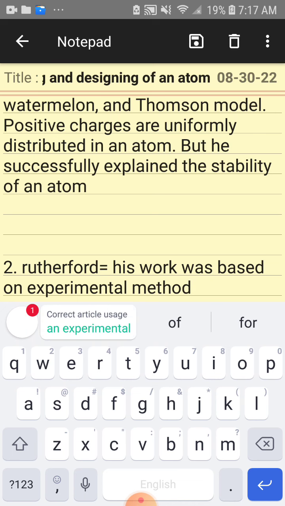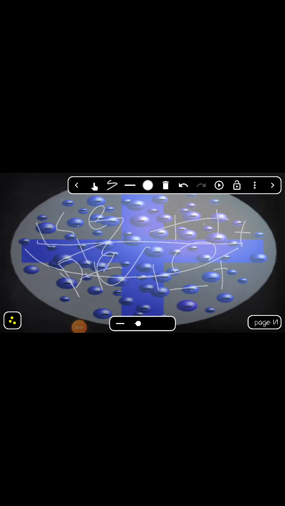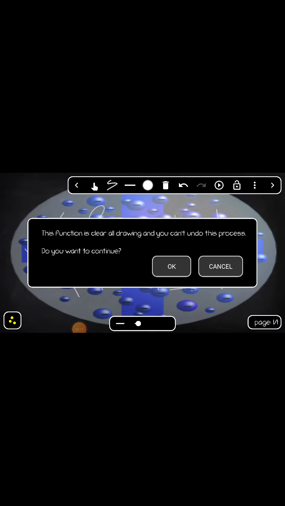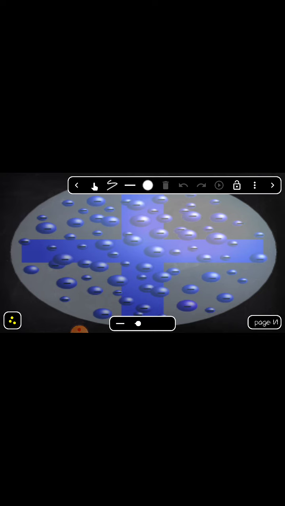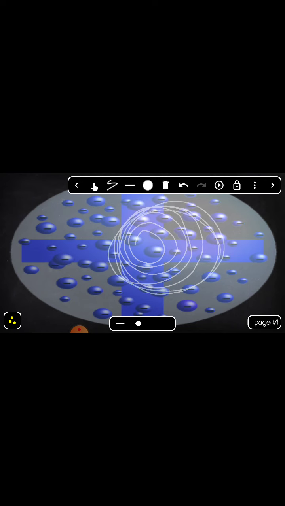What he said that I'm going to show you here. He said the atom performs spiral motion, like this, but it's not true. Otherwise, it could happen that the electron can easily jump into the nucleus and everything would be destroyed.